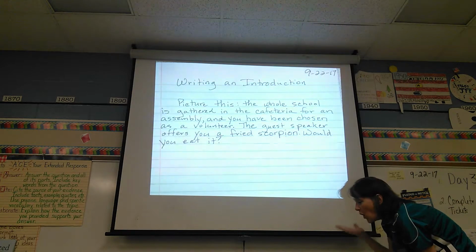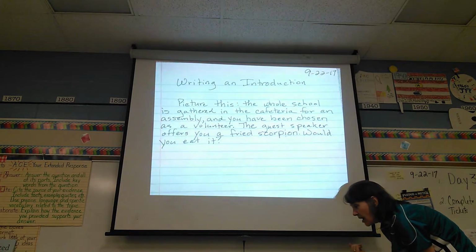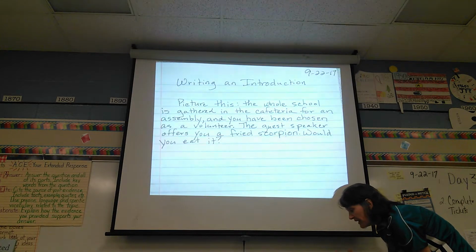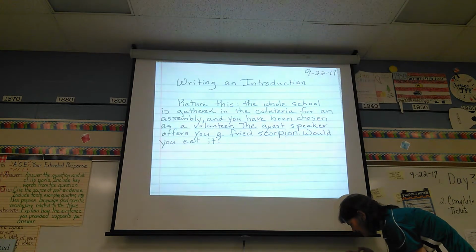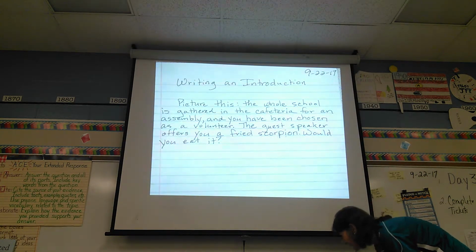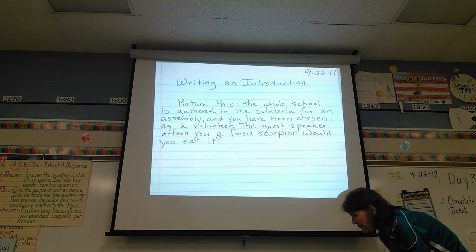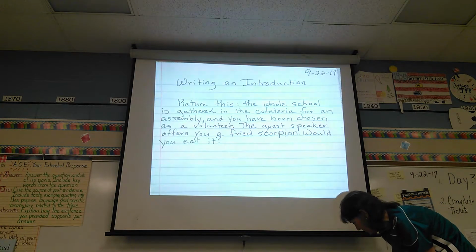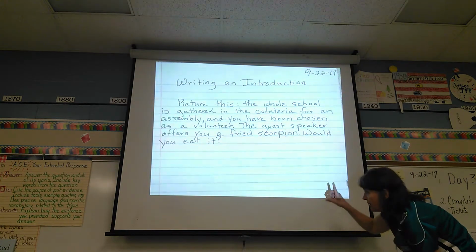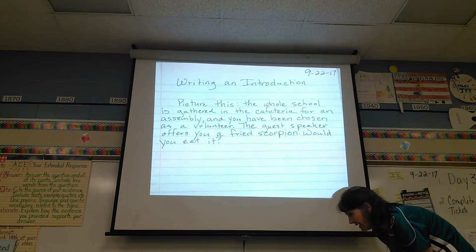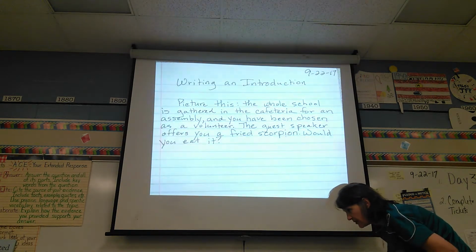Or my other main idea, remember, was about the bees. If I was going to do a scenario, I could picture this and describe the entire kindergarten class standing around. Okay? So if you're going to do a scenario, you want to think about choosing one of your main ideas and you're trying to take a picture of it.